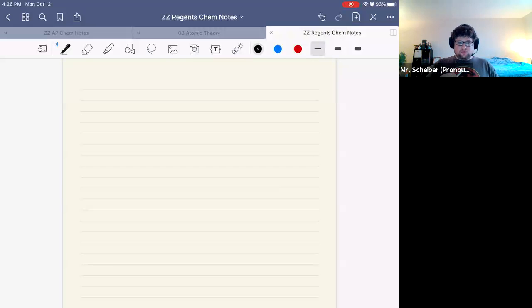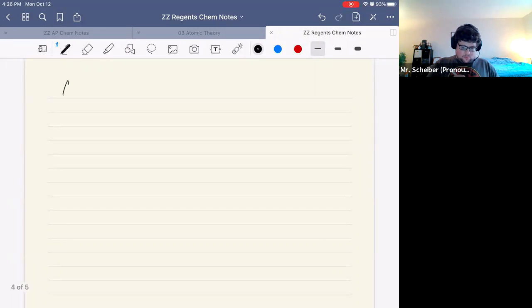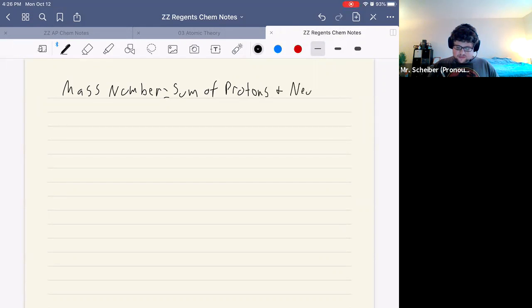And just to remind everyone, before we had said that the mass number equals the sum of protons and neutrons, right? And we know that you can't have half of a proton, you can't have half of a neutron, right?